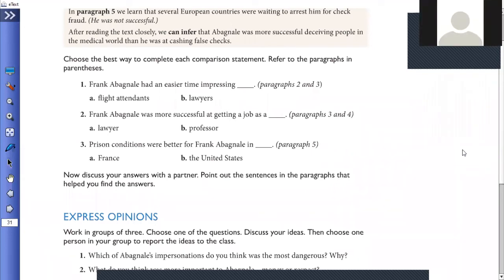Sure. Number 1, Frank Abagnale had an easier time impressing A, flight attendants. Yeah, very good. Can you also do number 2? Okay. Frank Abagnale was more successful at getting a job as a B, professor. Yeah, better than the lawyer. What about the last one? Do the whole thing. Prison conditions were better for Frank Abagnale in B, the United States.